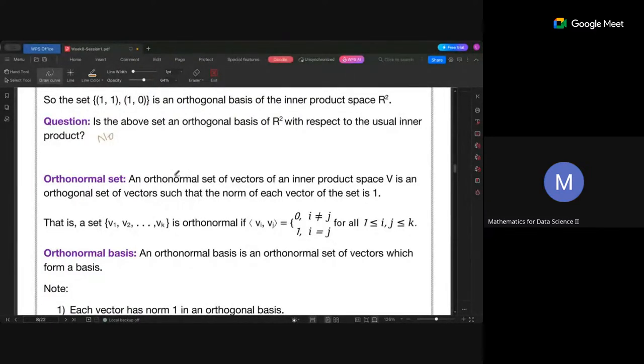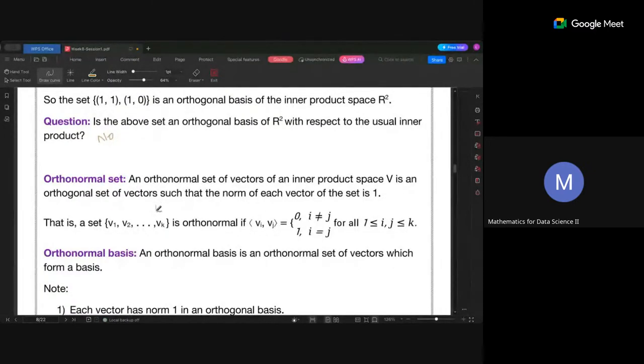So any orthogonal set where each vector has norm 1 is called an orthonormal set. Okay, so you know that orthogonal means inner product Vi, Vj is 0 whenever i not equal to j. Now, one more condition is there for orthonormal. That is when you are finding the inner product of the same vectors, you are having 1. How does it coincide with norm 1?